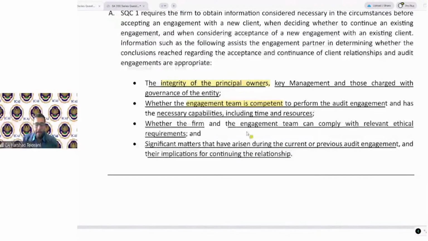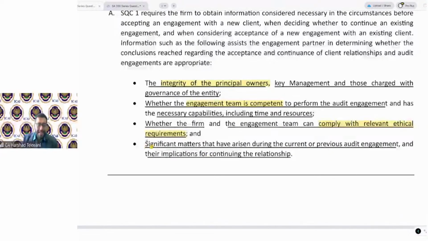Third, whether the firm and the engagement team can comply with the relevant ethical requirements. Now, complying with the relevant ethical requirements will include everything, the code of ethics, which will include all the fundamental principles that I need to comply with, all the requirements I need to comply with. So it talks about you need to evaluate whether there is any threat, whether there is any situation present because of which you won't be able to comply.